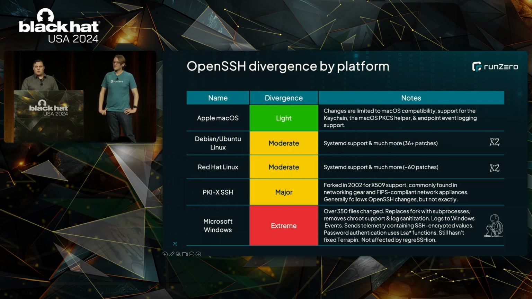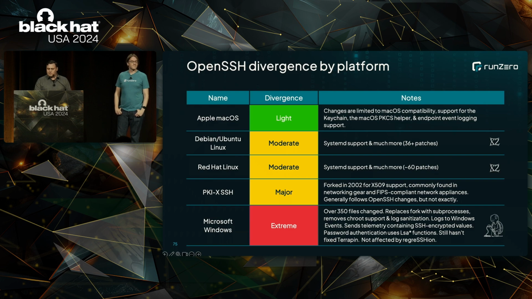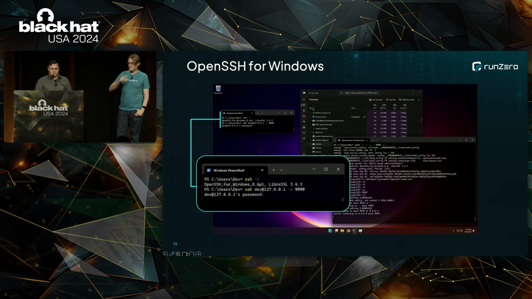And the last one we talk about is probably the funniest one, and we'll use a little bit of a punchline here: Microsoft Windows OpenSSH for Windows, 350 files are changed. They ripped out tons of stuff. They got rid of root support. They replaced fork with subprocesses. They replaced authentication with the LSA calls. It's a very different beast than OpenSSH itself was. And we decided to dig in a little bit deeper and figure out what's different about it.